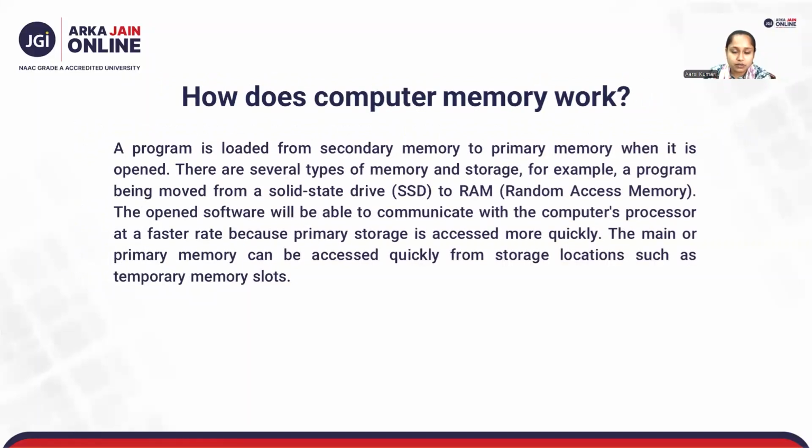Next, how does computer memory work? A program is loaded from secondary memory to primary memory when it is opened. There are several types of memory and storage. For example, a program being moved from a solid state drive to RAM. The opened software will be able to communicate with the computer processor at a faster rate because primary storage is accessed more quickly. The main or primary memory can be accessed quickly from storage locations such as temporary memory slots.